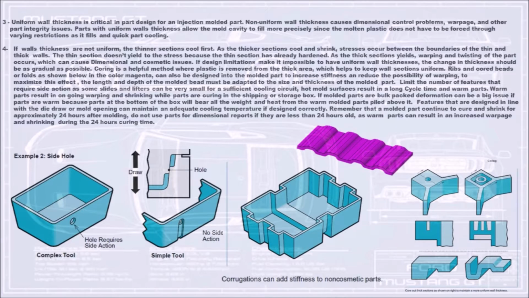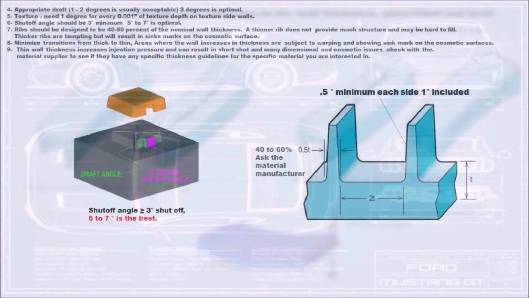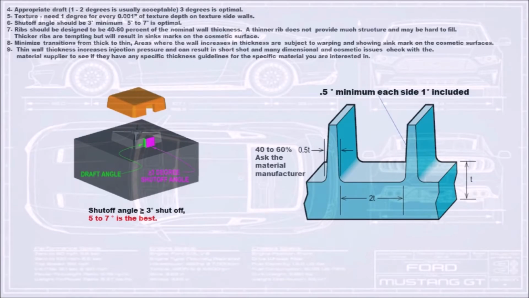Do not use parts for dimensional reports if they are less than 24 hours old, as warm parts can result in increased warpage and shrinking during the 24 hour curing time. These images show warpage with reference to the wall thickness, glass fill, and heat. Know that plastic warps toward the hot surface. For appropriate draft, 1 to 2 degrees is usually acceptable, 3 degrees is optimal.